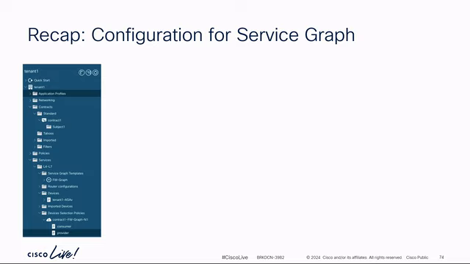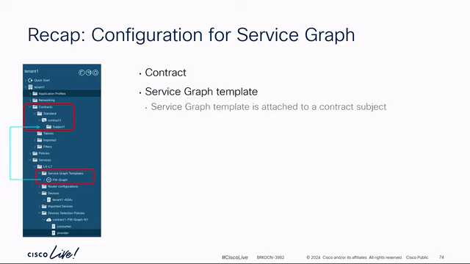So let me recap how the current ACI PBR configuration looks for a service graph. For a service graph, we need a contract, because that's the contract action. Contract is mandatory. Then we need to create a service graph template to define a firewall, or firewall plus load balancer, or load balancer only. And then we attach that service graph to the contract. So these two components are mandatory.